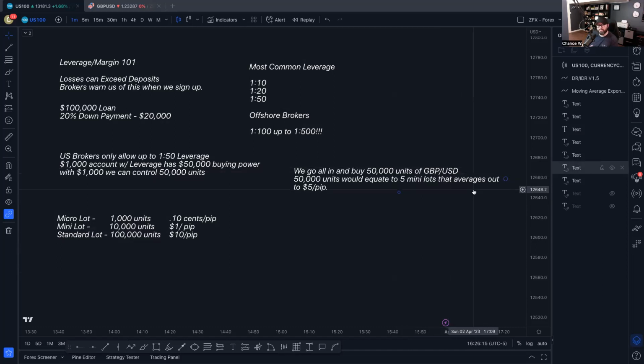Okay. Now this is where margin and leverage go hand in hand. So if he were to lose, right, how many pips can he really lose in a trade before he wipes out that entire $1,000? Well, $1,000 divided by $5, that's 200 pips. So if you lost 200 pips in this trade, you would completely wipe out your account balance.